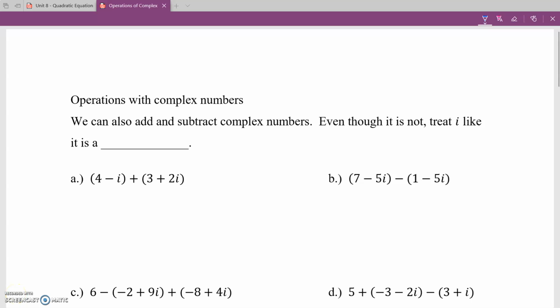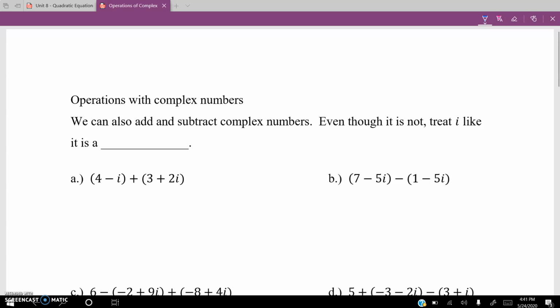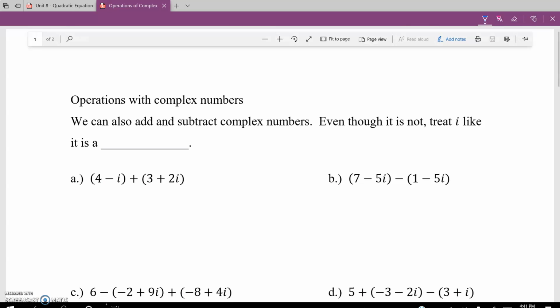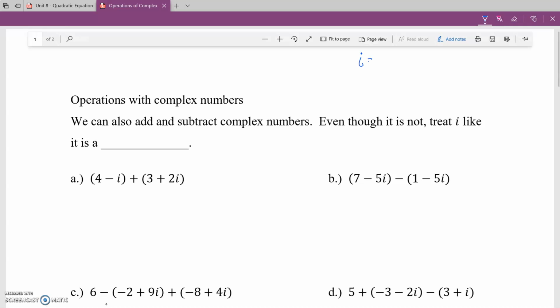All right, welcome to one of our last sections of notes for the year. This is just going to be a mini section that stands on its own, and it's going to talk about our complex numbers, or in other words, our imaginary numbers. Remember we talked about the fact that imaginary numbers exist, and that our imaginary number is i, which in other words is the square root of -1.